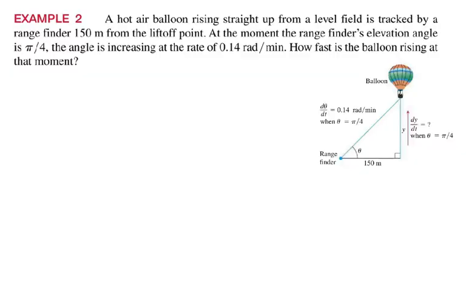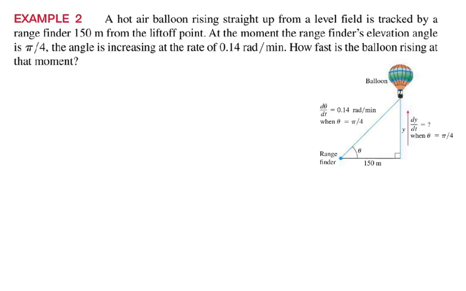So here we have another example, and this problem has context. So this gives us an idea of more what we're going to see in this section. We're dealing with a hot air balloon which is rising straight up from a level field, and it's tracked by a rangefinder which is 150 meters from the liftoff point. At the moment, the rangefinder's elevation angle is exactly pi/4, which is 45 degrees. We know the angle's rate of change: the angle is increasing at a rate of 0.14 radians per minute.